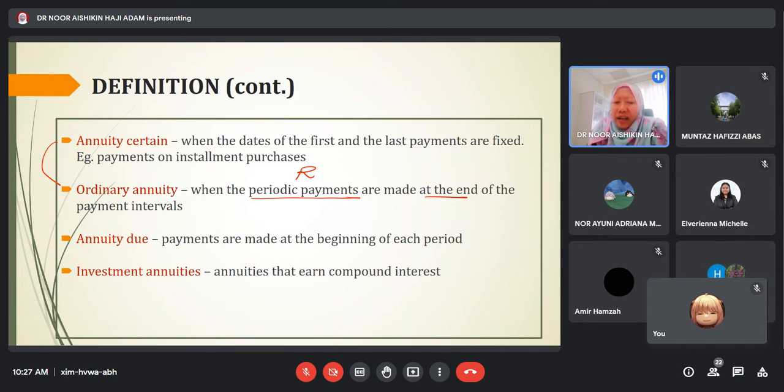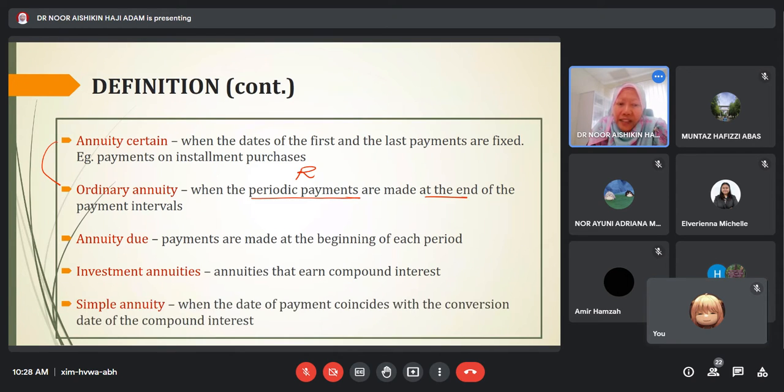Investment annuities are annuities that earn compound interest. Ni kalau buat investment lah. Dan tadi kita tengok interchangeably between investments and loan payments. Alright? Simple annuity. When the date of payment coincides with the conversion date of the compound interest. Pun kita tengok. So kita nak relate kan between ordinary certain, annuity certain, ordinary annuity and simple annuity. Simple annuity pun kita nak tengok.